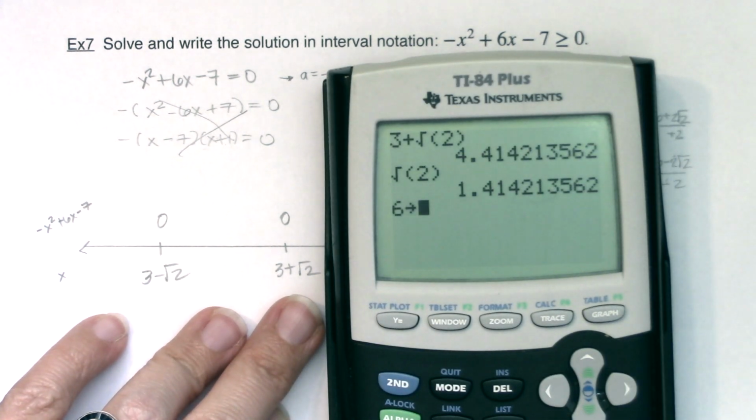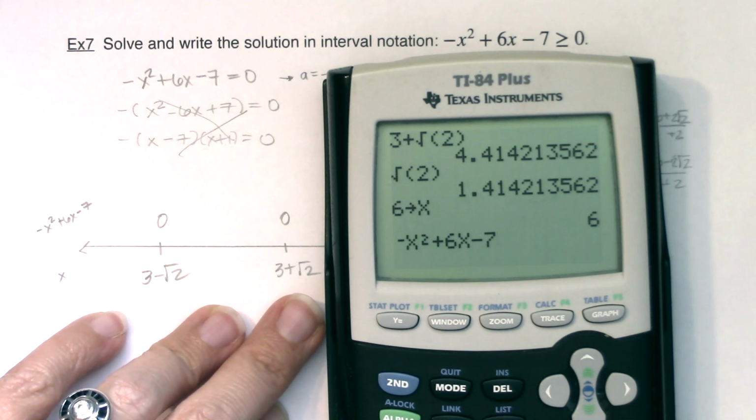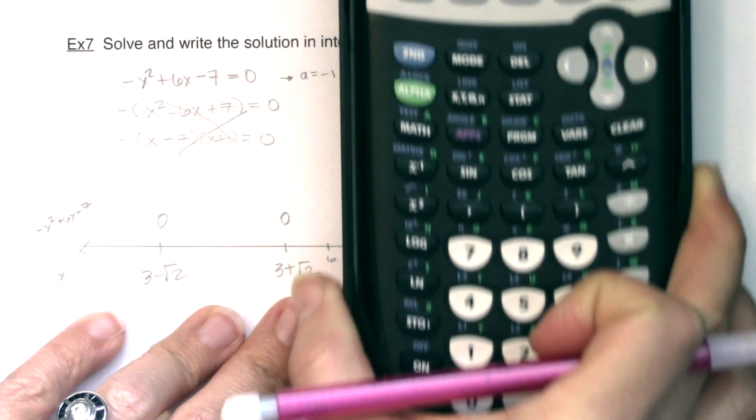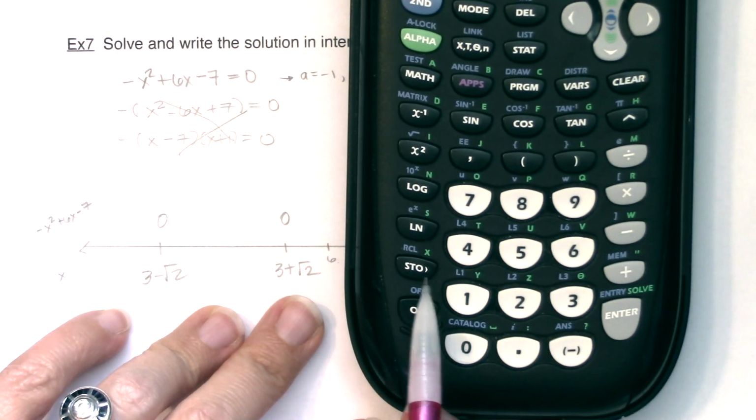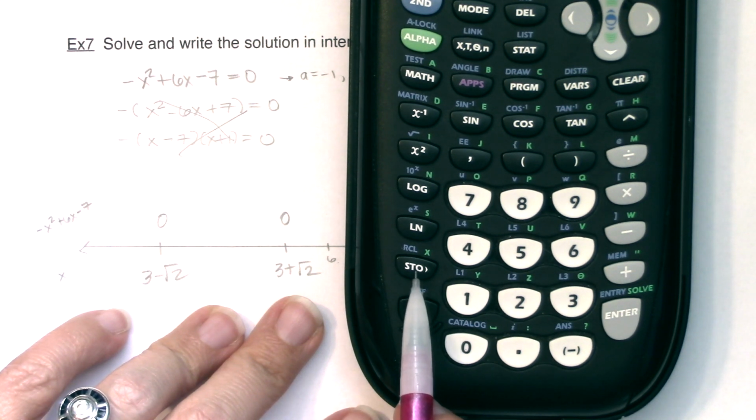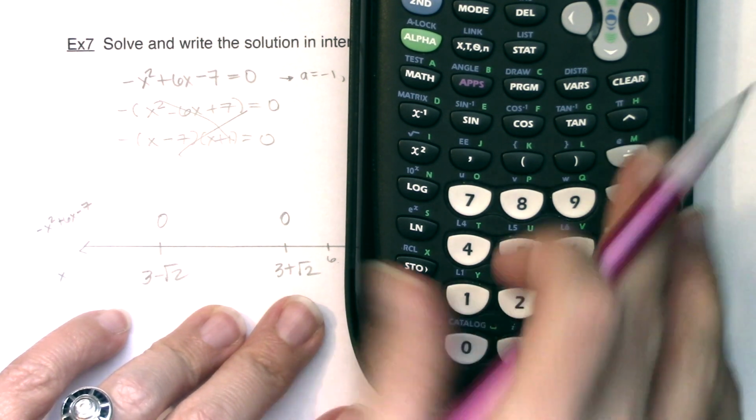So I'm going to take 6 and store that value in x so that I can do negative x squared plus 6x minus 7. And I'm going to scooch this up for a bit. I can't always get this in. If you haven't seen the store function, I'm confident I have it on previous videos, but take a look. It's STO right here. It's above your ON key.